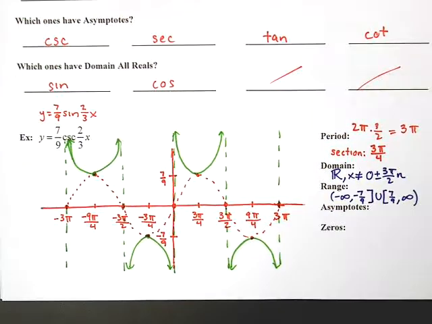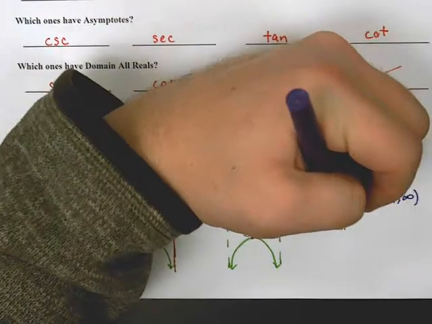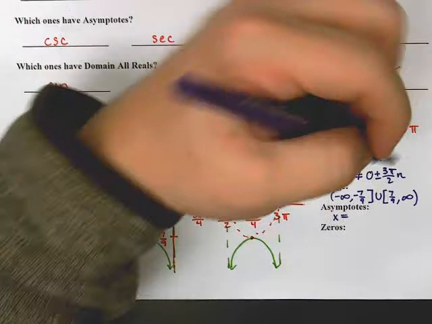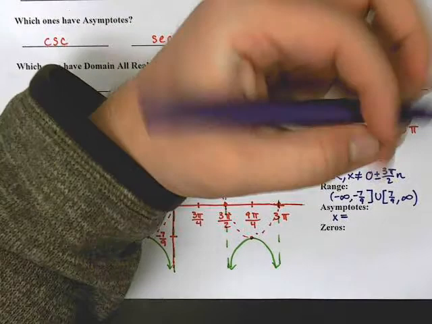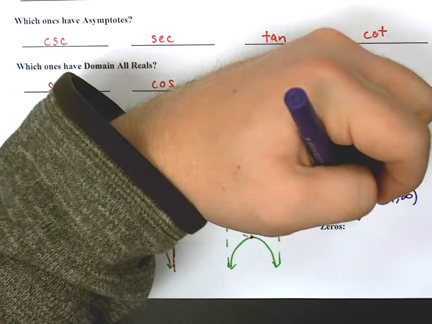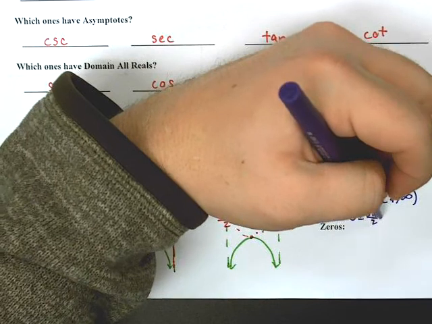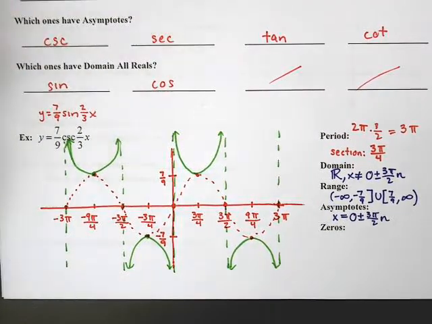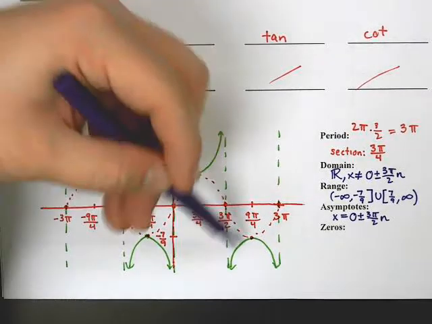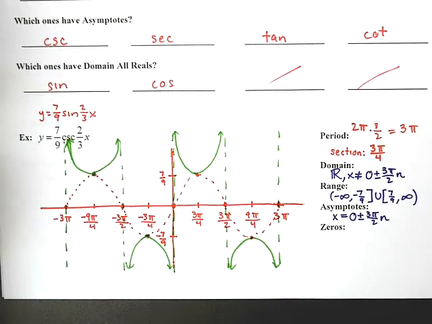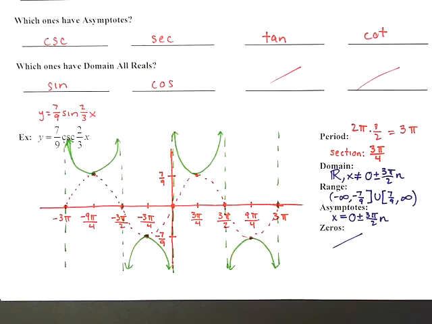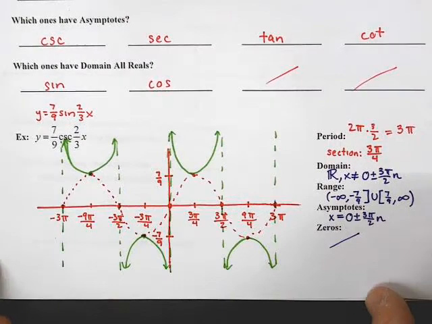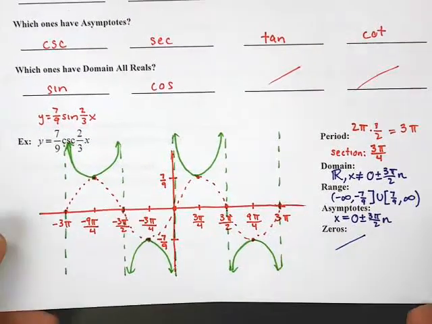The asymptotes, remember, are actually at these x values, so I don't want a not equals to sign. I want to say x equals, and then it's the same rule that we had above for our domain. So 0 plus or minus 3 pi over 2 n. And if you don't remember this, just look at the graph. Where does the green cross the x-axis? Nowhere. Okay? So there you have that graph, 7/9 cosecant of 2/3 x.